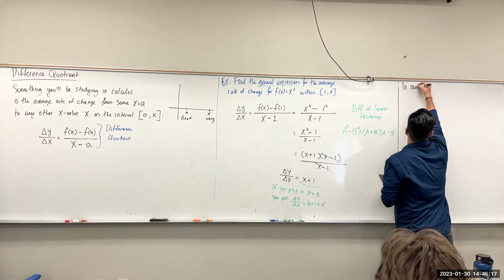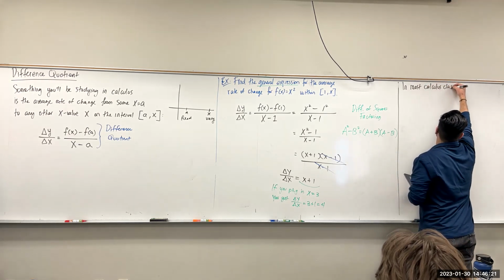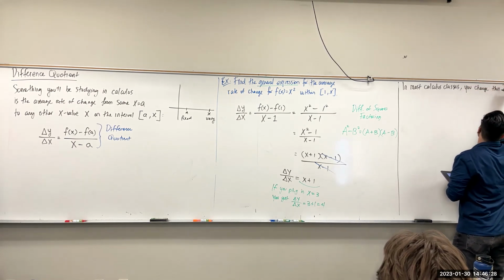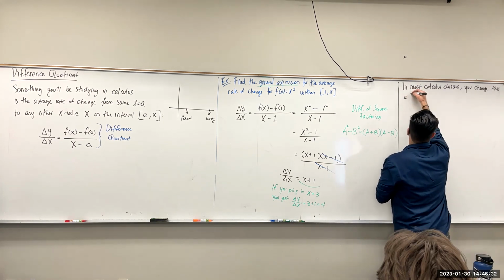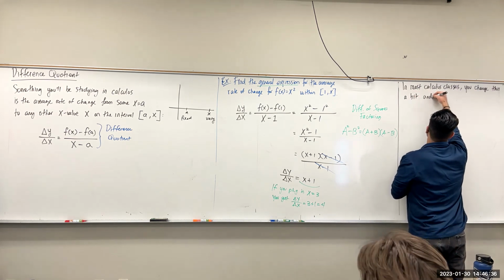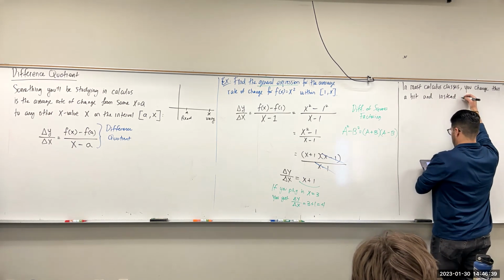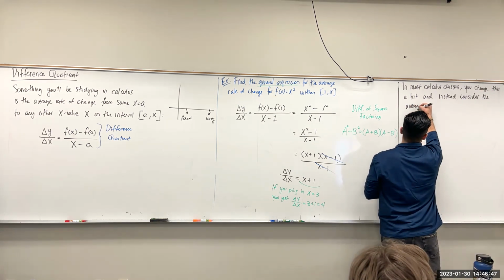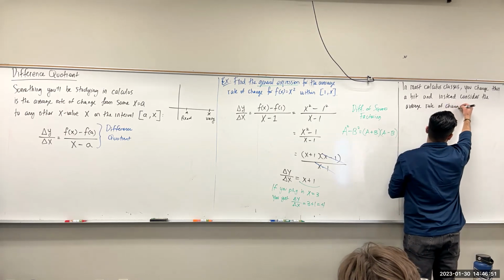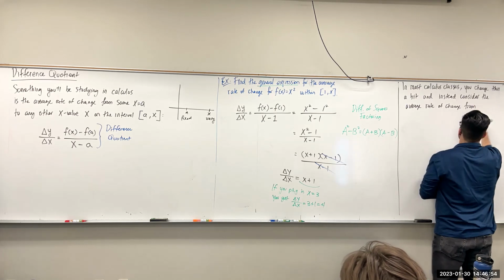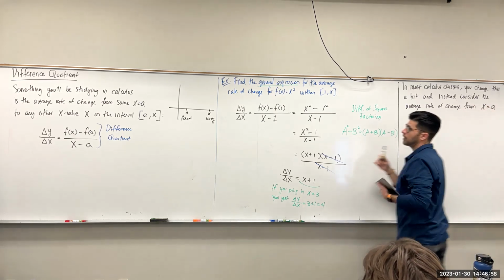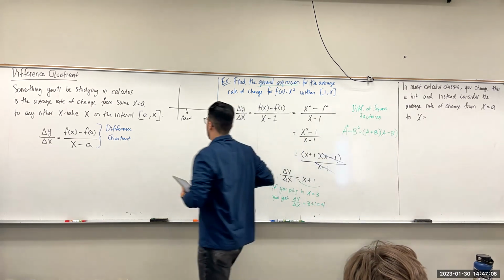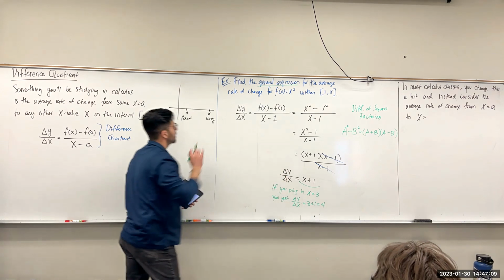So in most calculus classes, you change this a bit, and instead consider the average rate of change from x being a, which is again that same a, to x equaling... before I write the next part.